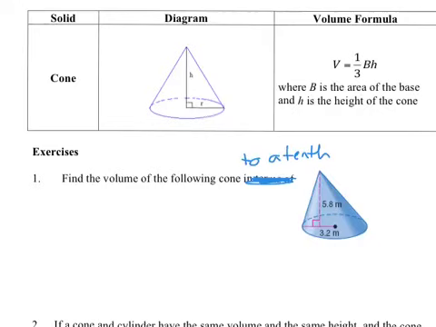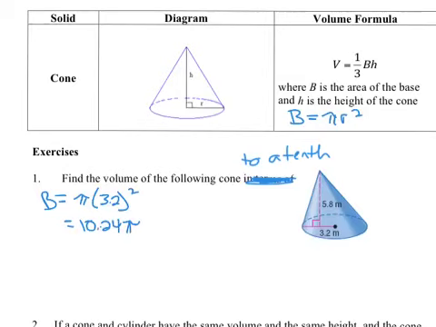Okay, let's check our units. The radius is 3.2 meters, the height is 5.8 meters, so my units are fine. If I find the base area, that's going to be pi times 3.2 squared, because remember the base area for a cone is going to be pi r squared if it's circular. And I'm going to leave things in terms of pi until the very end. So this ends up being 10.24 pi.